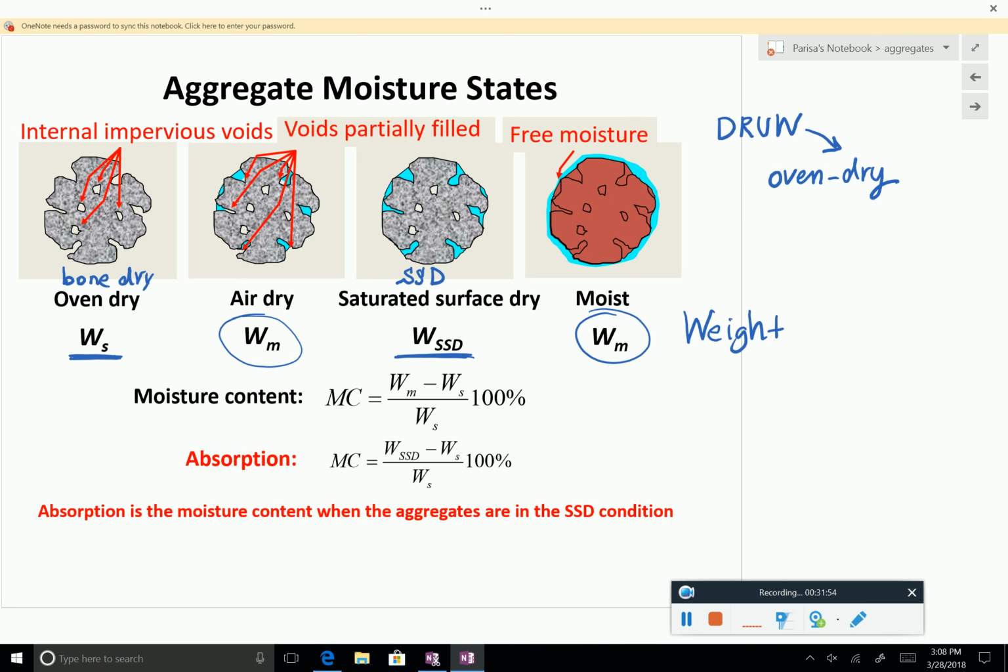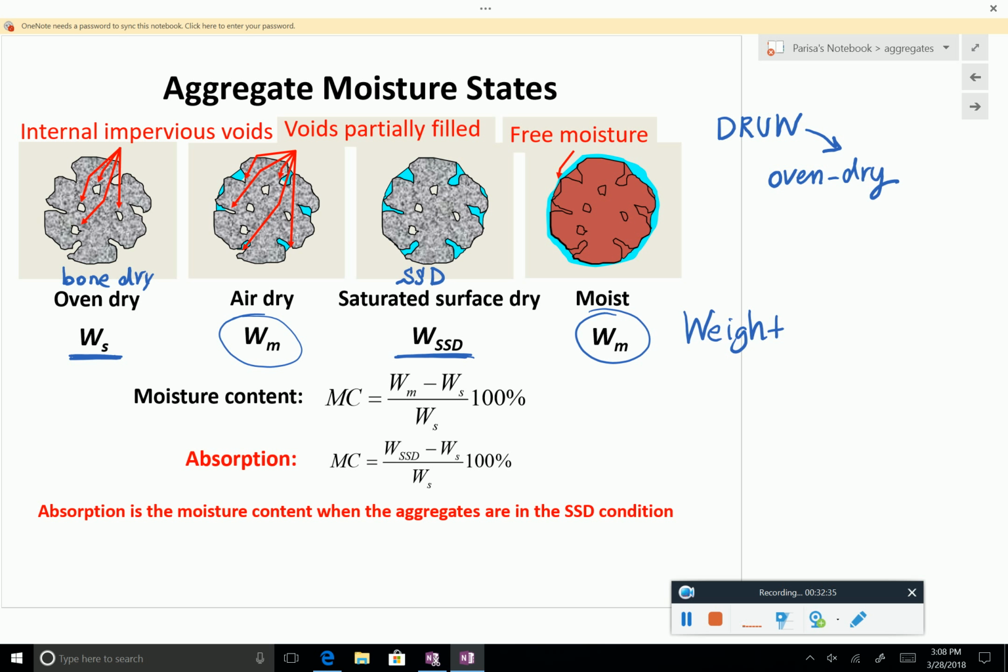Now each one of these cartoons is one aggregate. You see some voids inside, these are impervious. You can't do much about them, forget about them. What's important are those roughness and pores on the outer surface. When it is oven dry, those pores are completely empty. You see it in the picture. If it is air dry, there is a little bit of water there. If it is saturated surface dry, they are completely filled with water. If you have a layer of water, anything more than saturated surface dry, then it is moist.